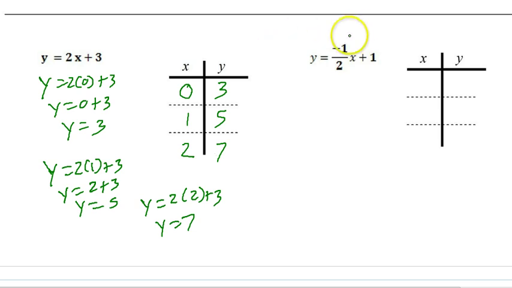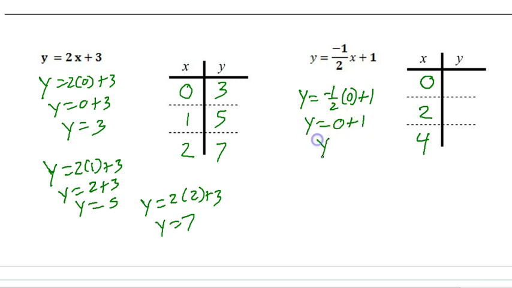Alright, let's try another one. If you have a fraction, there are best ones to pick. So what you pick is this: 0, 2, and 4. The reason we're picking evens is because of our denominator. Whatever your denominator is, you want to pick multiples of those. It allows them to cancel. So you have y equals negative 1/2 times 0 plus 1. So that's y equals 1.